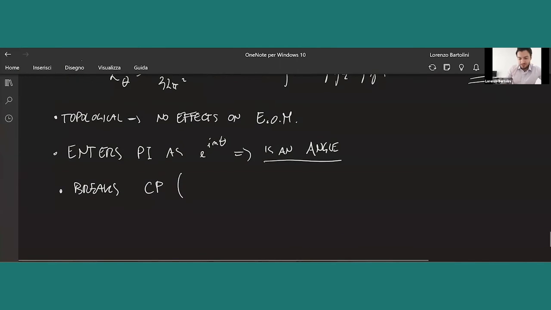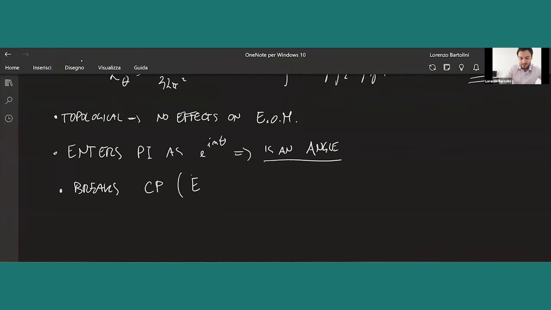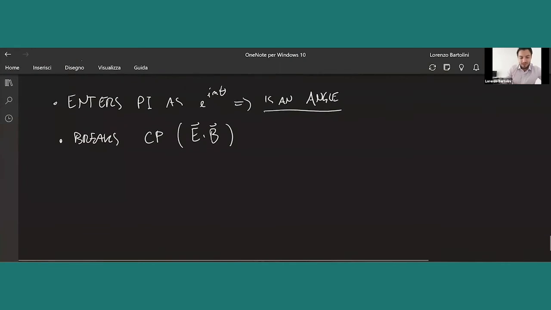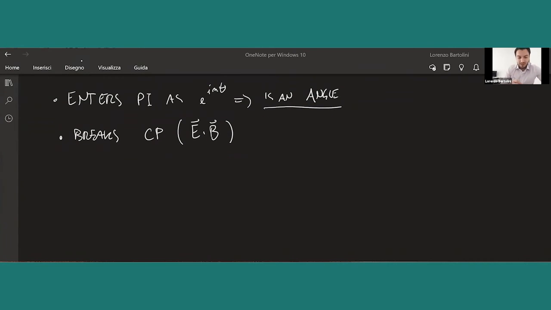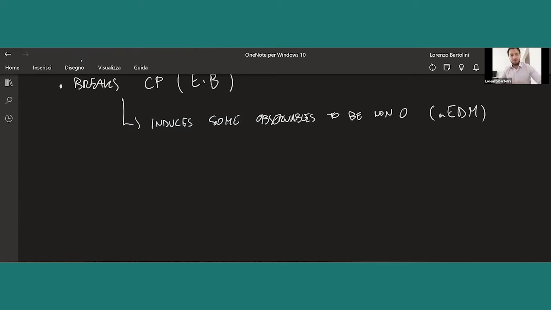And this you can understand without many computations, because if this was abelian, it would be a term that looks like E dot B, and this term breaks CP. So it's the non-abelian version of a term like this. And CP is not protected anyway, so you can break it. There is no problem. But the thing is that if it breaks CP, it induces some observables to be non-vanishing. And so the most studied is the electric dipole moment of the neutron. So you take a neutron, you place it in an electric field, and watch how its energy states change.